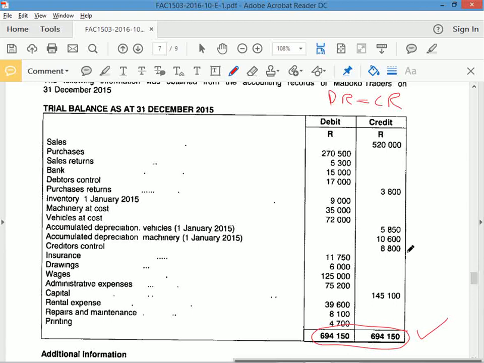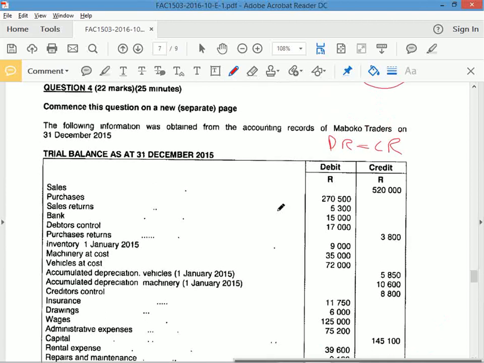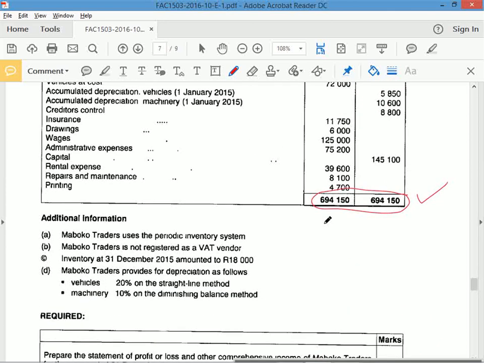Okay, remember earlier when we covered inventory, we need to identify what system is being used. Do they tell you anywhere in this question what system is being used? Yes, they did, here. So this one, you were lucky, you were given it. They told you that Maborco Traders was using the periodic system. So what does that mean? This means I need to calculate cost of sales. That's what we're looking at.